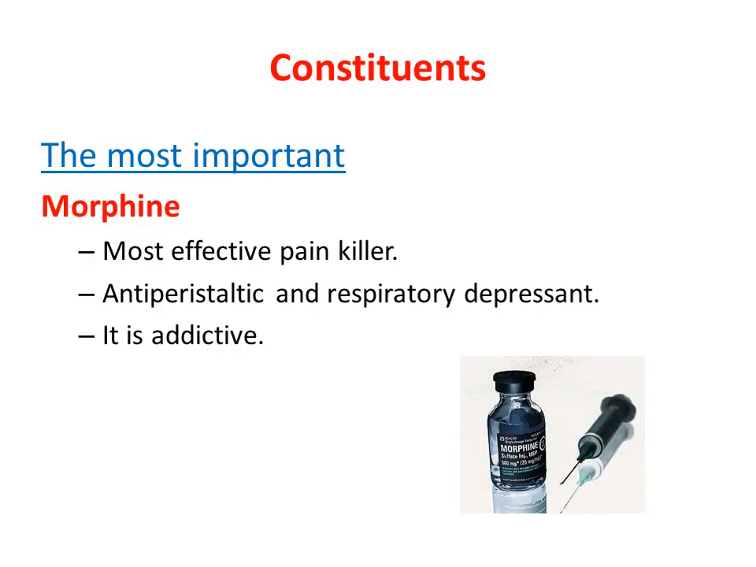The constituents of opium are mainly alkaloids, of which the most important is morphine. We all know that morphine is the most effective painkiller. It also has antiperistaltic and respiratory depressant activity. That is why it is usually taken before a surgical operation to decrease the secretions of the body. And of course, it is addictive.